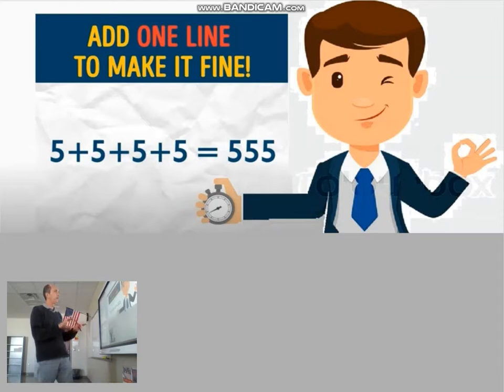And what I bring today is a puzzle. It's kind of a math puzzle, but you don't need to do a lot of calculations. It's kind of a riddle. Add one line to make it fine. You see the equation here: 5 plus 5 plus 5 plus 5 equals 555. And this is wrong. This is completely wrong.